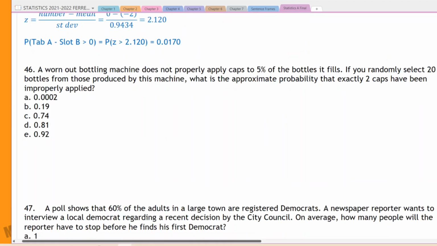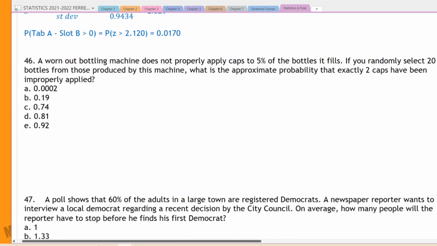Let's take a look at 46. We have a worn out bottling machine that does not properly apply caps to 5% of the bottles that it fills. Now suppose we select 20 bottles from that machine. And what's the probability that exactly 2 caps have been improperly applied?